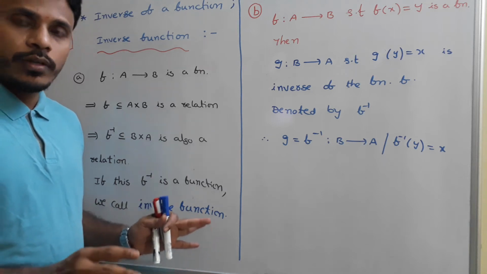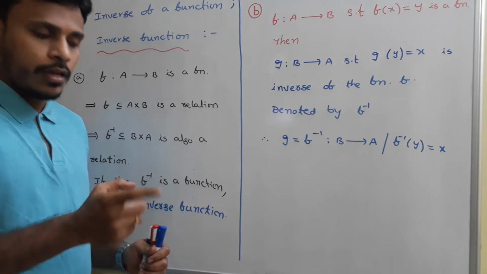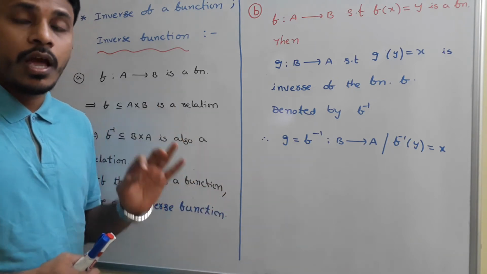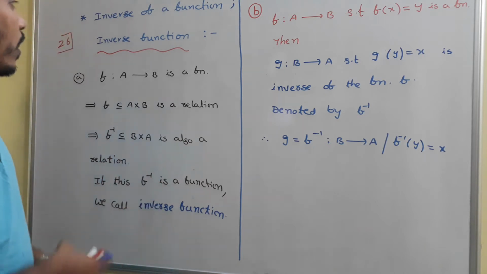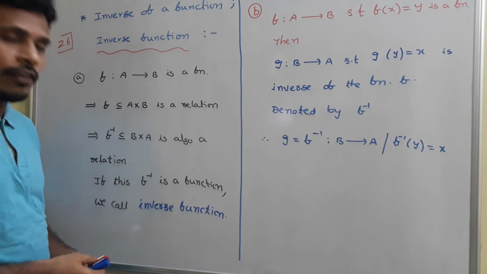In the last class we discussed constant function and identity function. Before that we learnt about one-one function, onto function and bijection. And now in this class we are going to learn and discuss inverse of a function and inverse function.